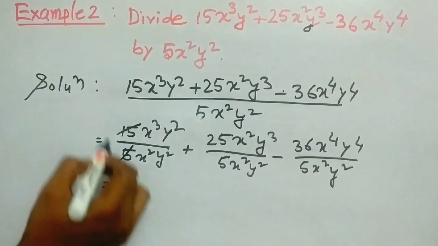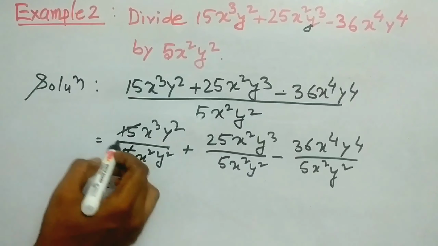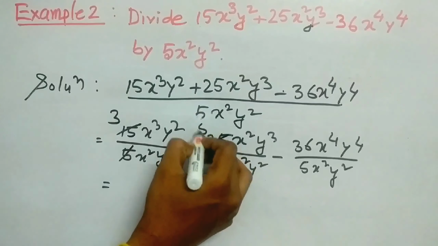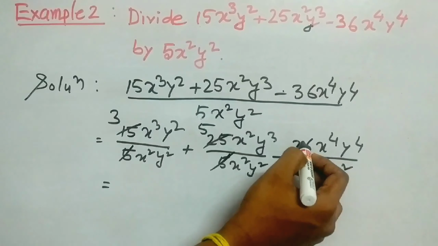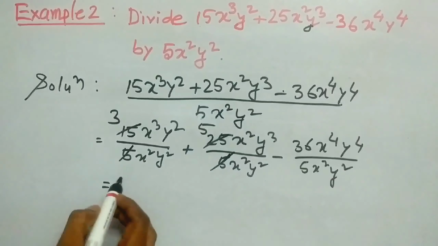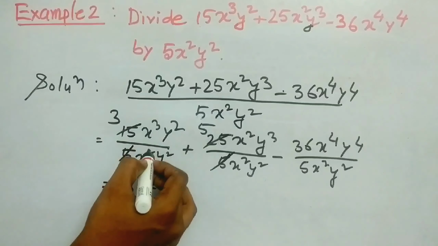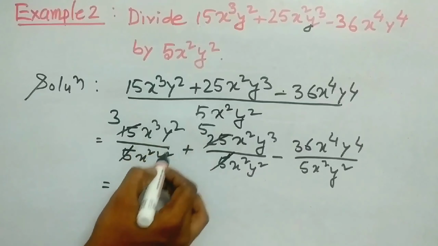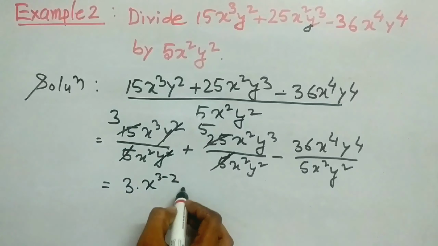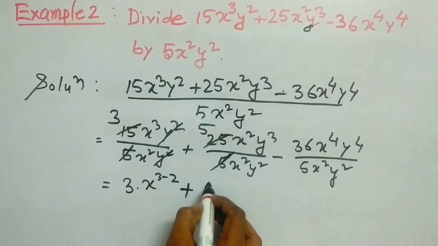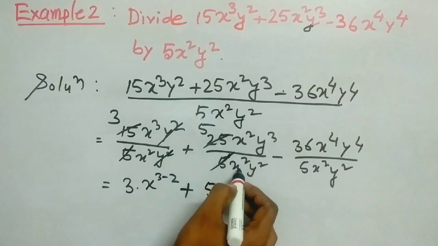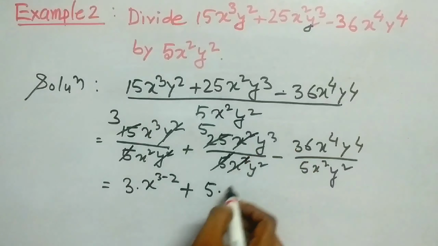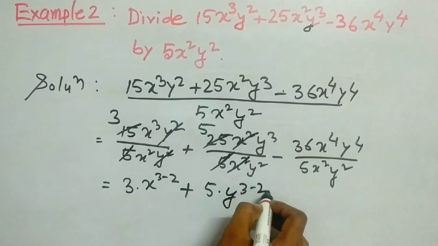So these coefficients will be divided, that is 15 by 5 is 3, this is 5, and 36 cannot be divided by 5, so let it be as it is. x, now this is 3, this is 2, so this will be 3 minus 2. This is y square, this is y square, they will be cancelled like this. Plus, this is 5, so let us write 5. Now this is x square, this is x square, so they will be cancelled. Now y to the power 3 and y to the power 2, so y to the power 3 minus 2.